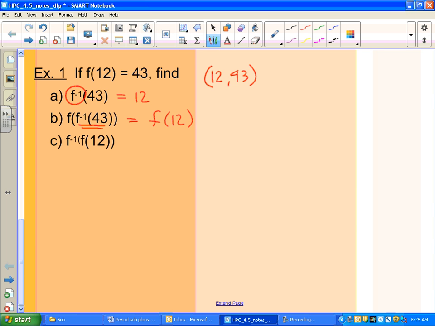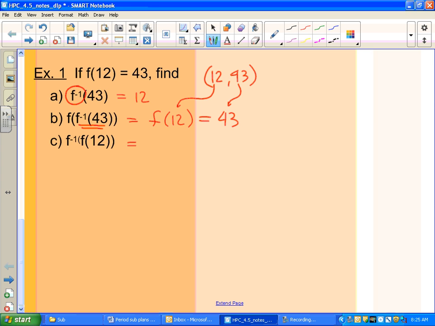So we think, all right, what is f of 12? Well, we already know, based on what was given to us, for the coordinate 12, 3, that f of 12 is equal to 43. There's the x role, there's the y role in our function notation.